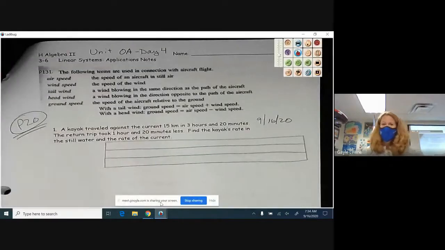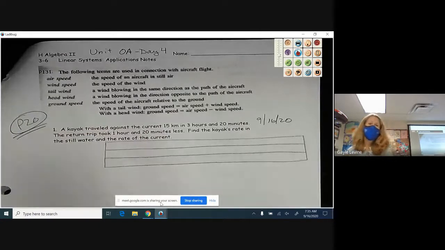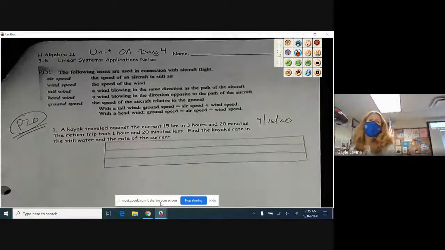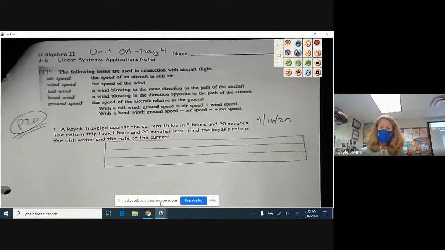Okay, so what we're going to do today is look at linear application word problems. There are three that I'm going to record right now. And the first one's a little tricky, so we're definitely starting with the hardest one.